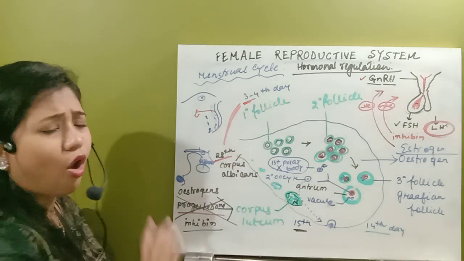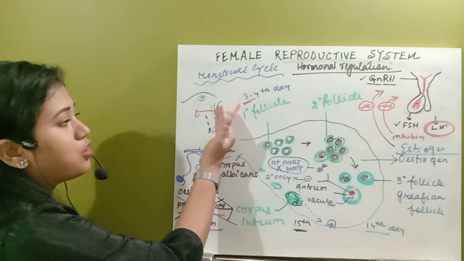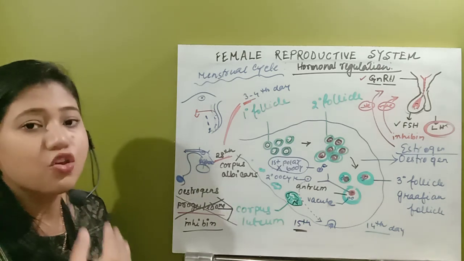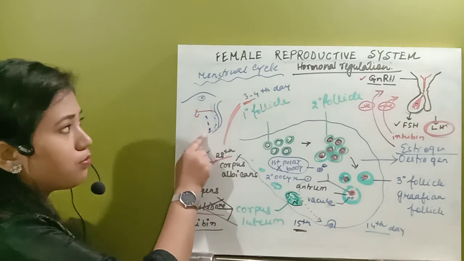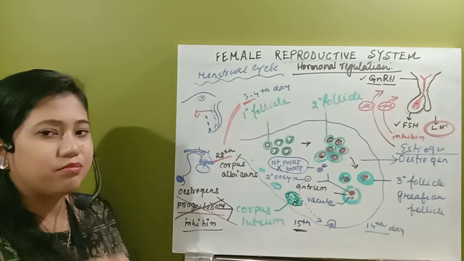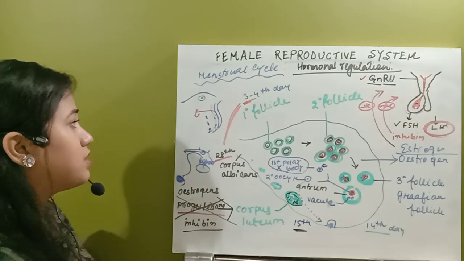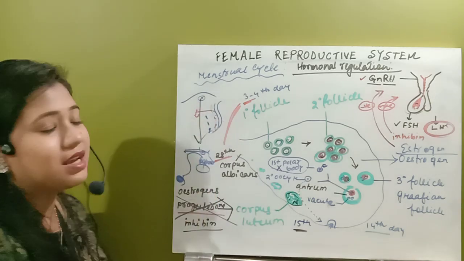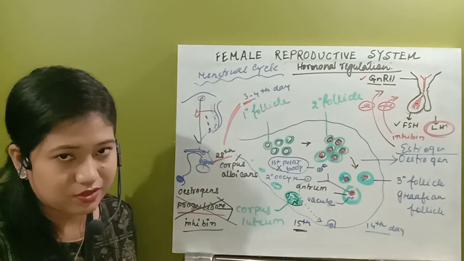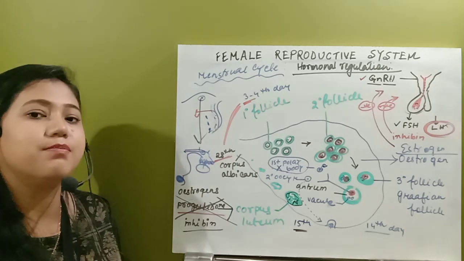This corpus albicans will no more release the hormone progesterone. That's why the endometrium sheds. The ruptured endometrium exposes the blood vessels. So blood, along with the ruptured endometrium and along with that the unfertilized or over-ripened ovum, will come out from the vaginal opening, and that is known as bleeding, or the last phase, that is the menstrual phase. So this way we complete all the steps of the menstrual cycle.